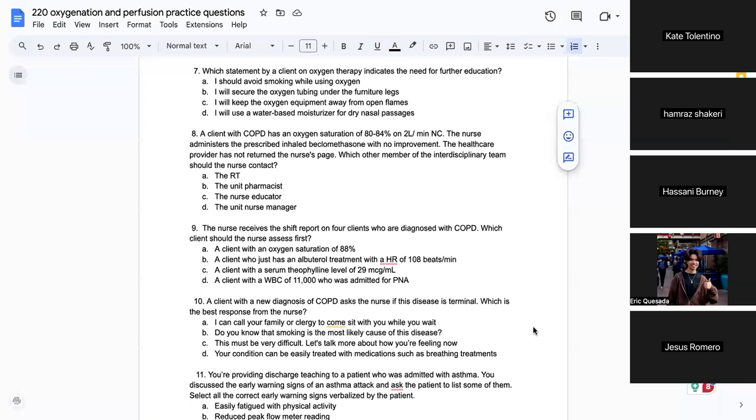Alrighty, so number seven, our answer is going to be B. Our rationale is securing the oxygen tubing under furniture can create a potential safety hazard by causing the tubing to become twisted or pulled.